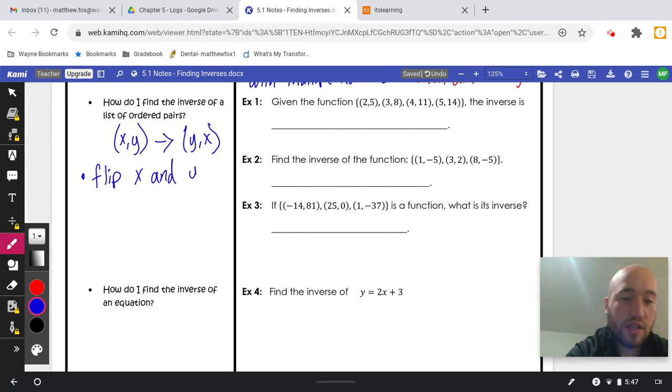And nothing else changes. If it was positive, it stays positive. If it was negative, it stays negative. So maybe make a note for yourself: no sign changes. Just switch the x and the y, and that is all there is to it.